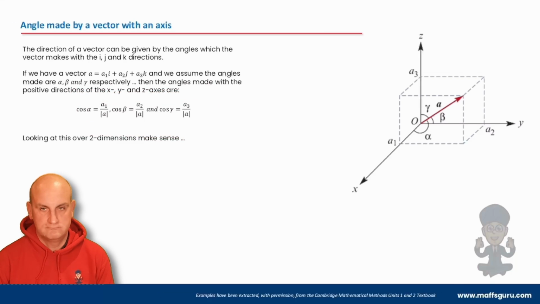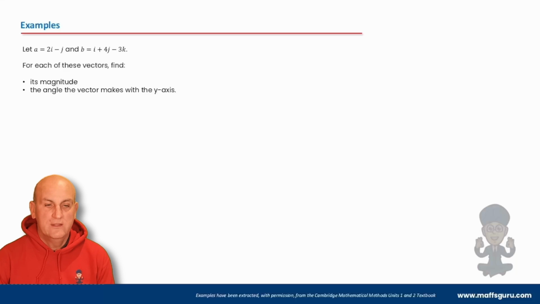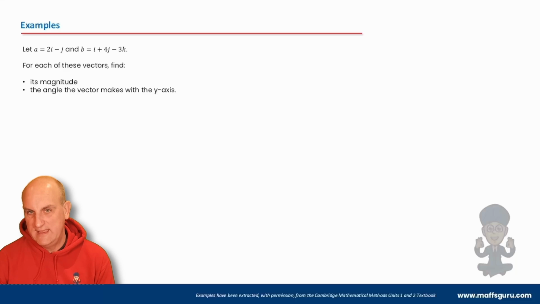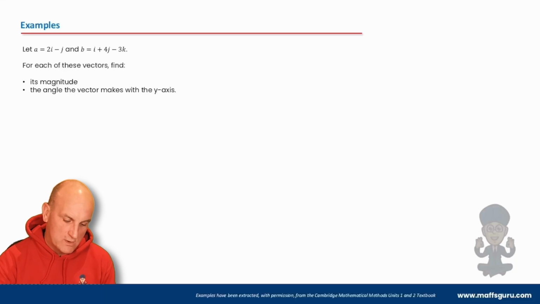Now, how do we use this here? If we let A equal that, and B equal that, for each of these vectors, find its magnitude and the angle the vector makes with the y-axis. All right, the angle it makes with the y-axis. So we know the magnitude of A is given by the square root of 2 squared plus minus 1 squared. That's going to be 4 plus 1, which is 5, which is going to be root 5.